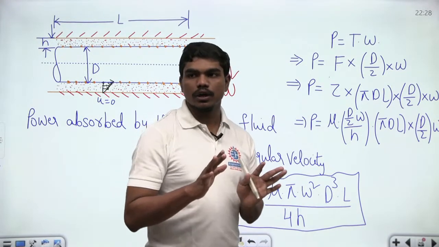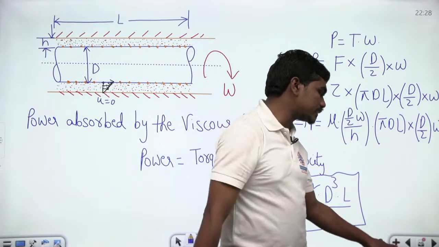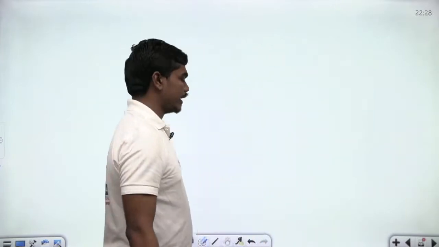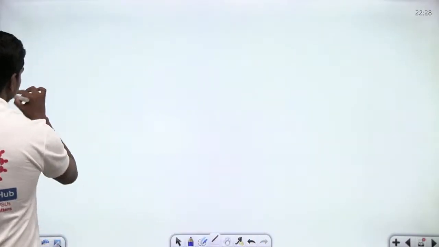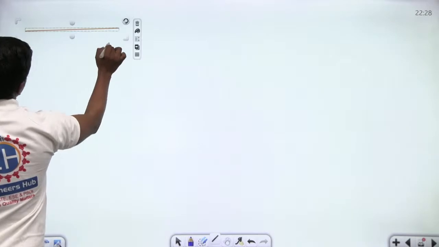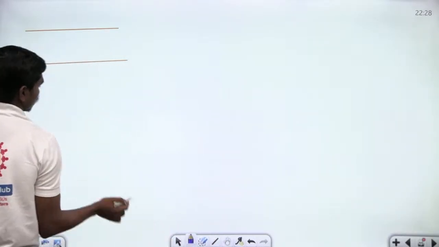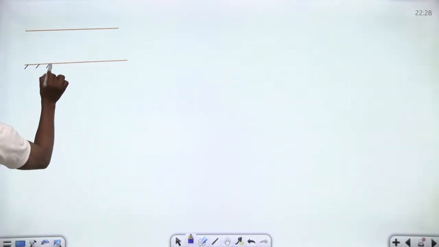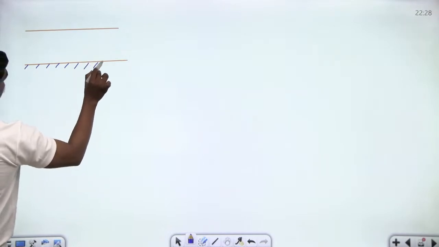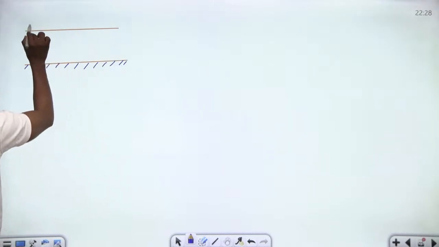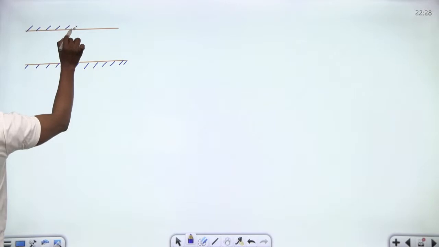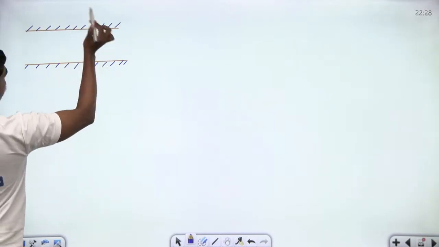Now, okay, so if that's clear, let us go for one more application of Newton's law of viscosity. Okay, so let us see here. Let us suppose there is one plate and there is one more plate as well, and these 2 plates are, let us suppose, fixed. So let us suppose these 2 plates are fixed.